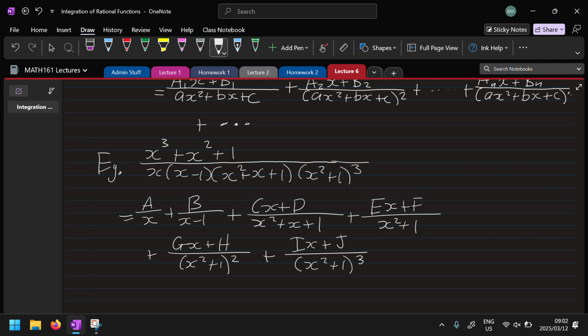Okay, you could extend this to cubics, but we won't be doing that. So we will only go up to repeated quadratics. Anything after that can be done, you just follow the same pattern, but you won't be tested on that. So this case 4 here, that is as difficult as it's going to get. Won't be anything more than that.